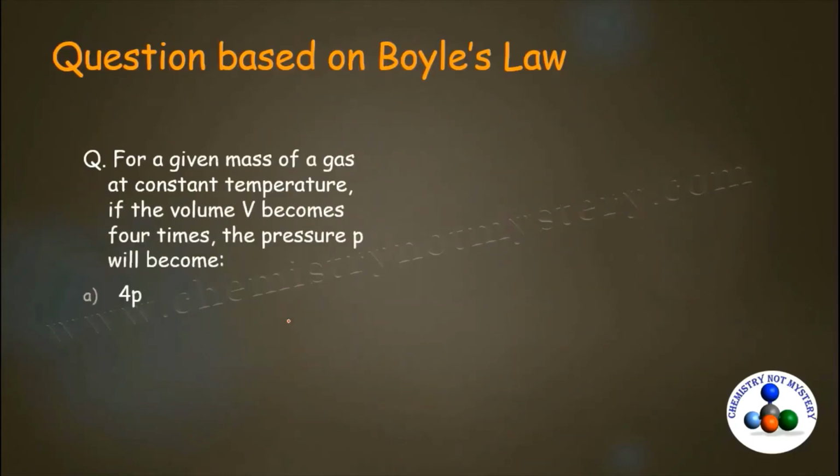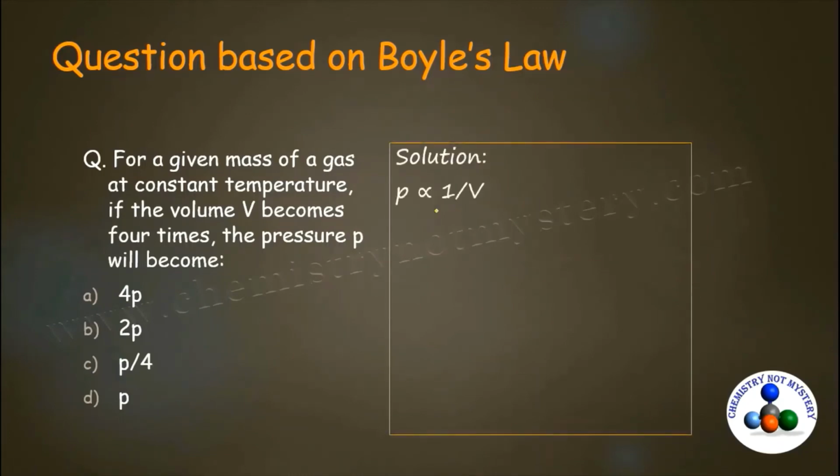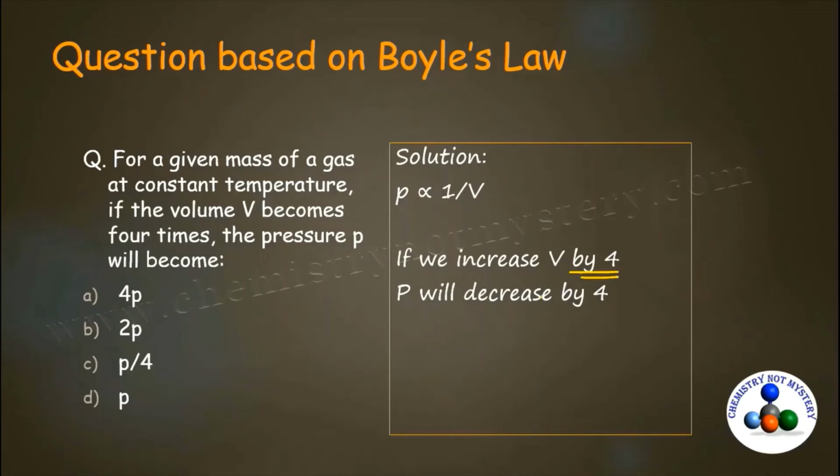Now let's practice a few examples based on Boyle's law. For a given mass of a gas at constant temperature, if the volume V becomes 4 times, the pressure P will become, and these are the options. So let's try to solve this question. We know pressure is directly proportional to 1 over volume. So if we increase volume by 4 times, pressure will decrease by 4 times. So option C will be the right option for this question.